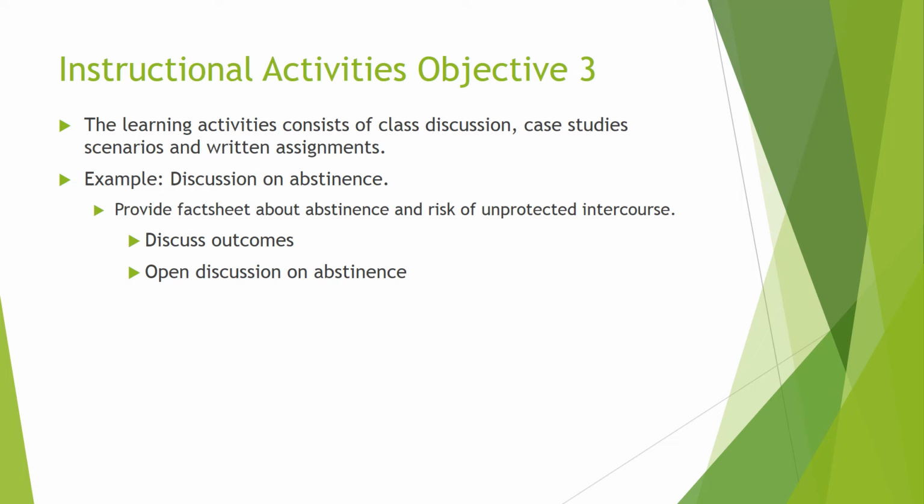For the third objective, the learner activity consists of class discussion, case studies, scenarios, and written assignments. An example is a discussion on abstinence. The instructor will provide a fact sheet about abstinence and the risk of unprotected intercourse. The instructor will discuss the outcomes with the class and then provide an open discussion about abstinence.